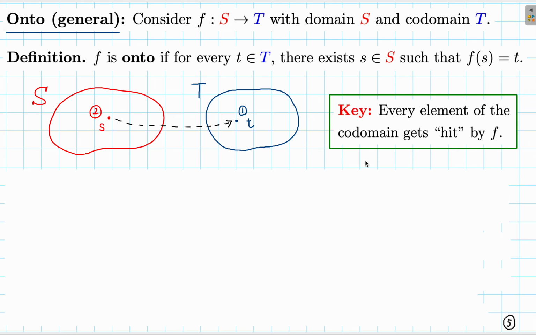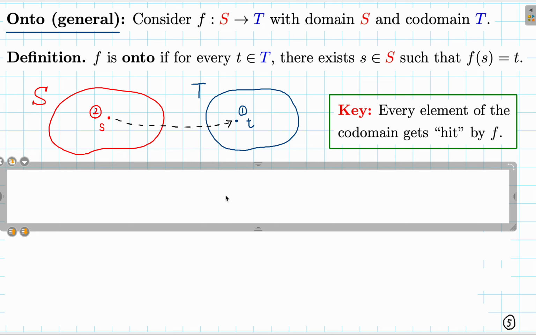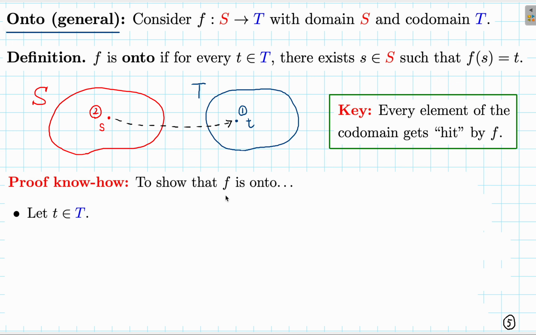And I labeled these elements 1 and 2 because we choose our element t in the codomain first. For any element in here, then we can find an element in the domain that maps to it. So the codomain element must get chosen first. And then we have to find an element in the domain that maps to it. And so let's generalize what we did in the proof in the previous slide. Here are the steps to show that f is an onto function.